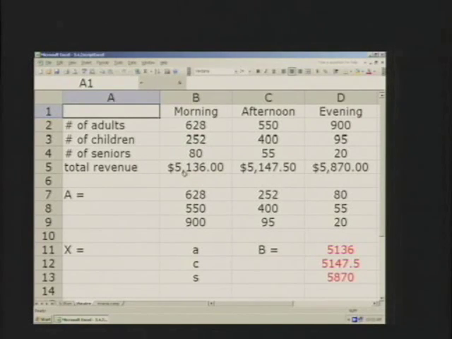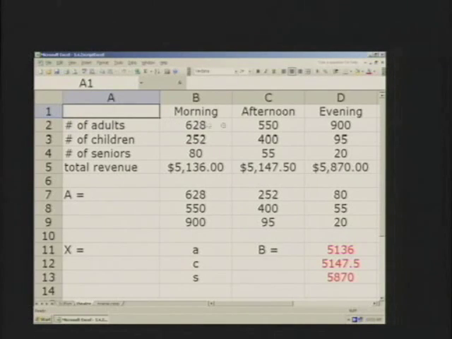The revenue received from the sale of each type of ticket is the number of tickets times the price of a ticket. Remember that we are looking to find the price of a senior ticket. The afternoon show, the columns, represent 550 adult tickets, 400 children tickets, and 55 senior tickets. So we will need the price of each of those tickets to get our revenue. The evening column, we have 900 adult tickets, 95 children tickets, and 20 senior tickets. The total sold when you multiply each number of tickets by the price is the total revenue.